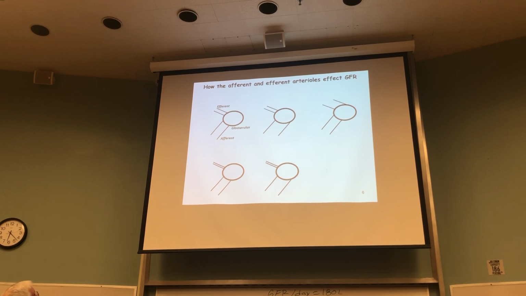But if I dilate the afferent and constrict the efferent, I can really jack it up. I get a big increase in GFR. So we dilated that one, then we dilated that one. We constricted this one. We constricted this one and dilated that one. What's missing?